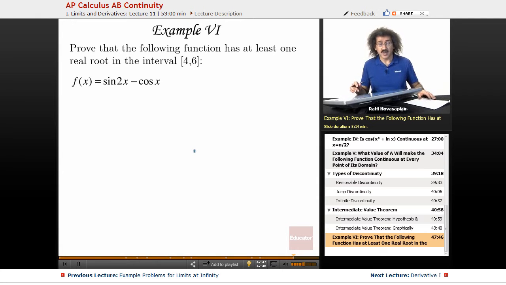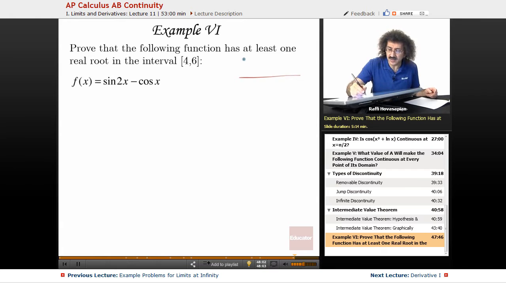So now let's do a problem. Prove that the following function has at least one real root in the interval 4, 6. Okay, so here we have a function, and they want us to prove that it has at least one real root.